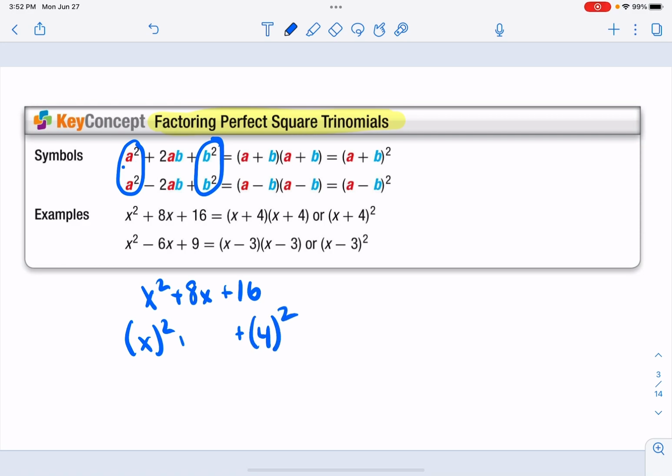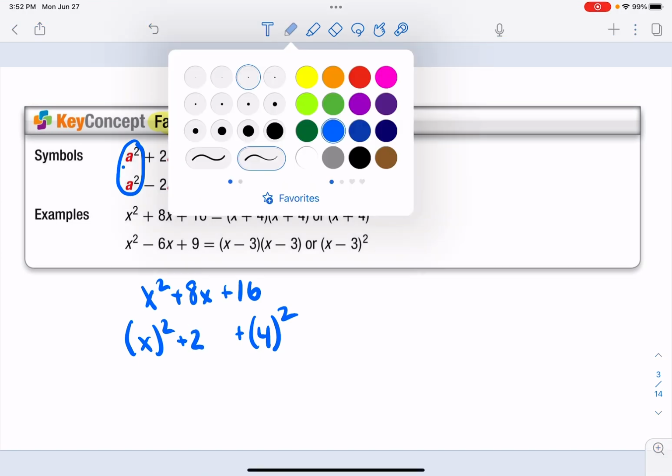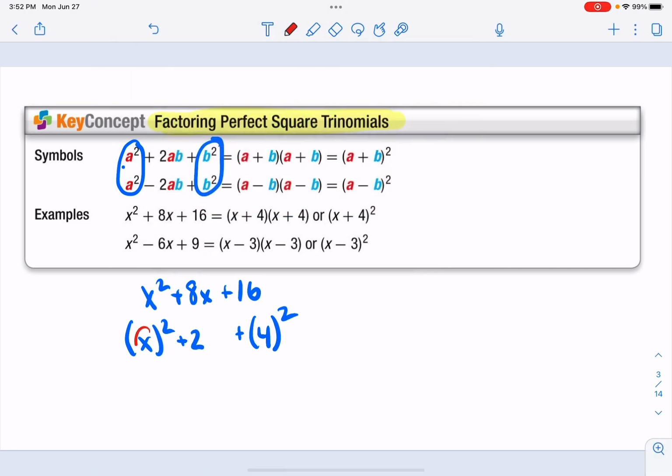Now, is the middle term 2 times this x times the 4? I should say that should be a times symbol in there. It is, because 2 times 4 gets me 8. So you have to recognize if something is a perfect square trinomial. That's really important to success on these.